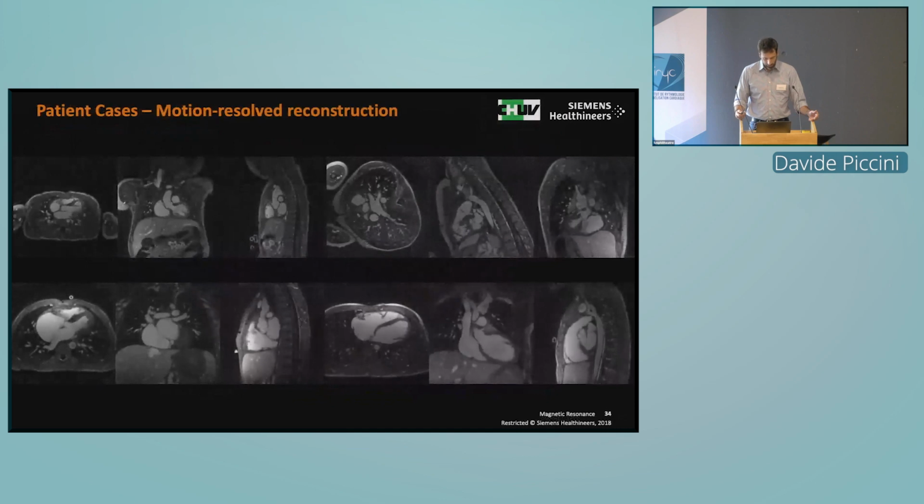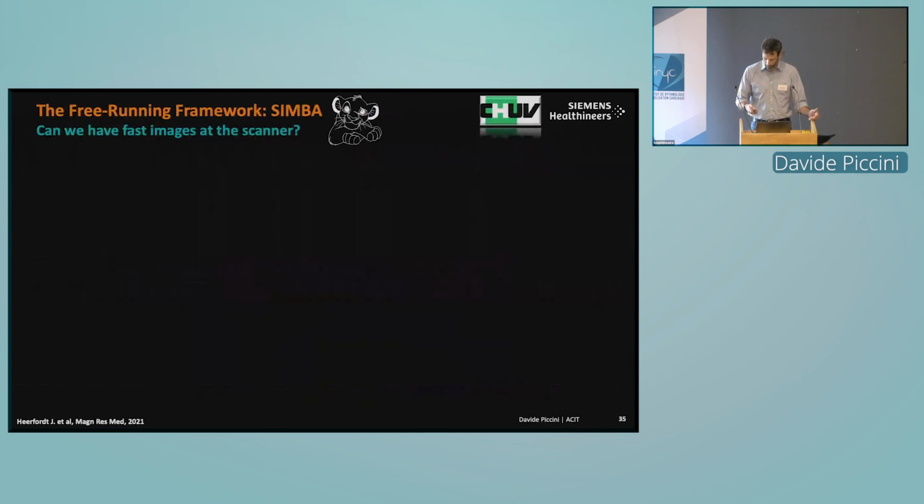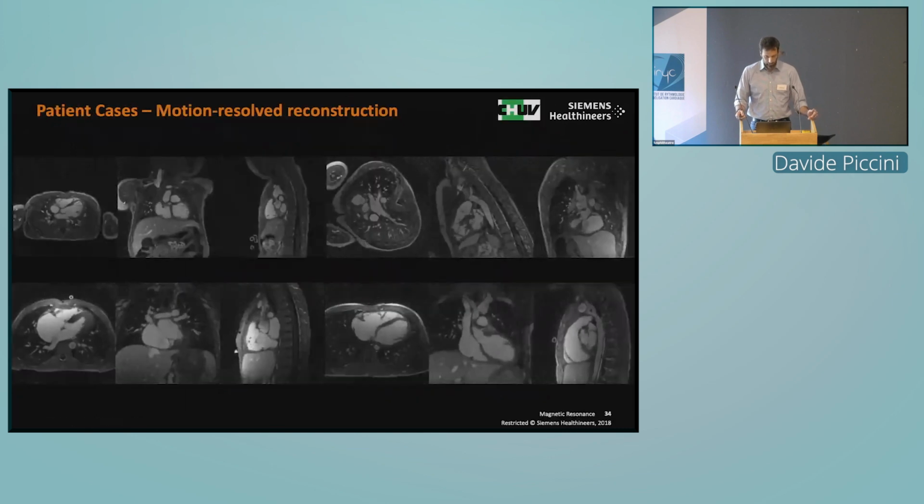We now do this also at the CHUV, since a couple of years. In the pediatric patients or in the congenital cases, they actually inject ferumoxytol from time to time. It's an iron-based contrast agent. And these are reconstructions of patients from the CHUV.